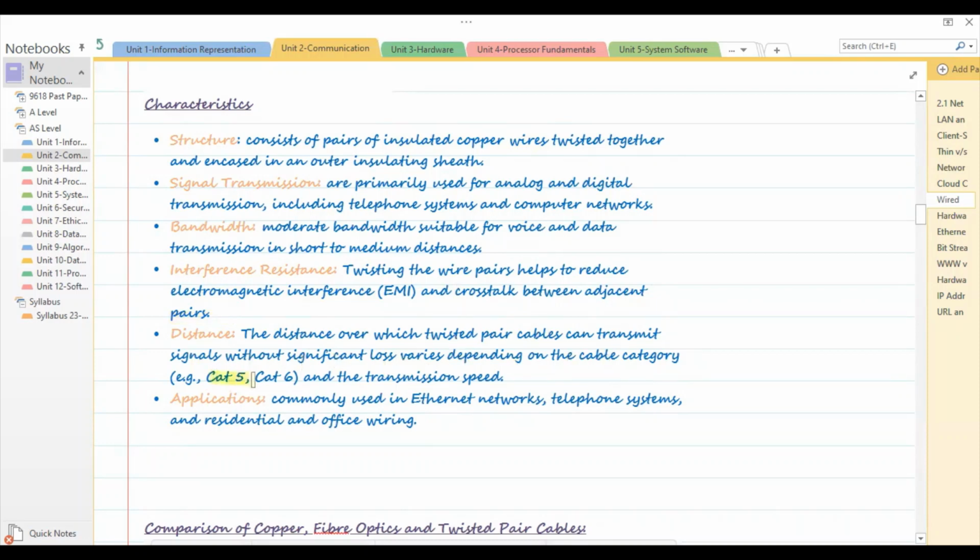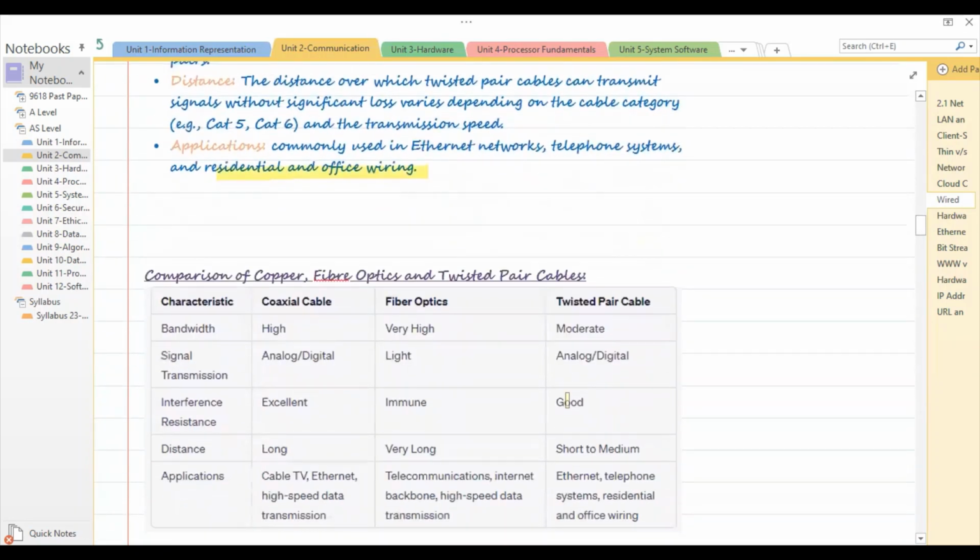cable category. There are different categories of twisted pair cables. So accordingly, distance can be covered. Application areas: basically used in Ethernet networks, telephone lines, and residential and office wiring. These are some application areas.